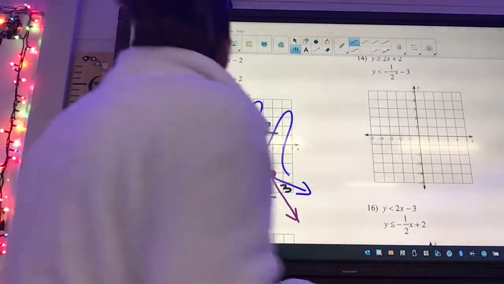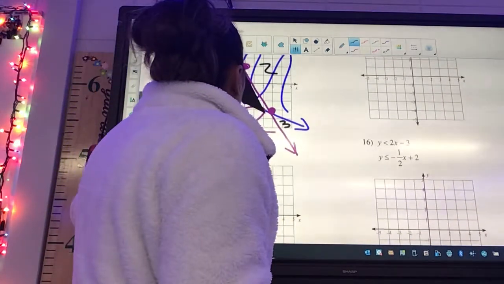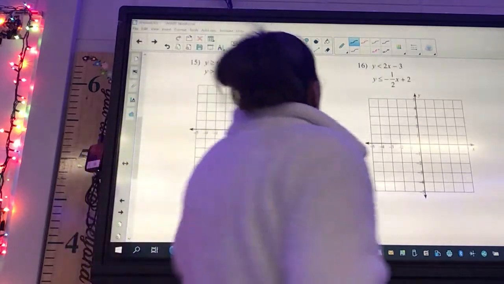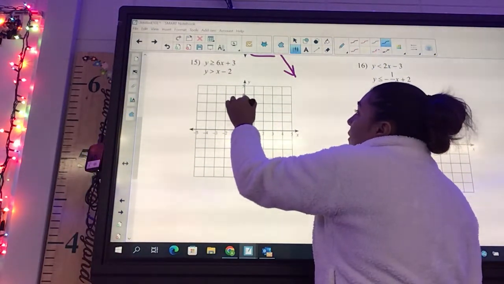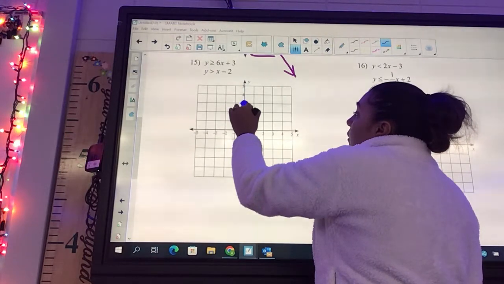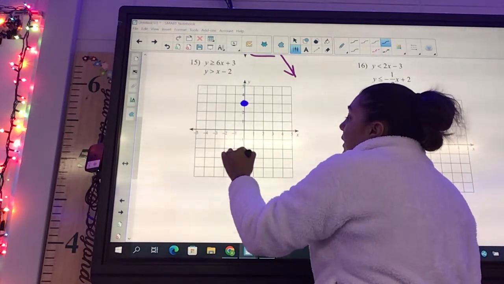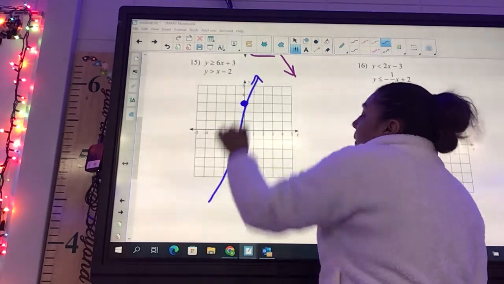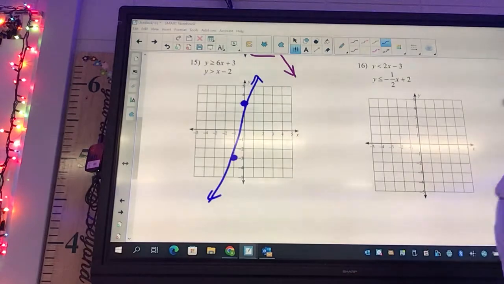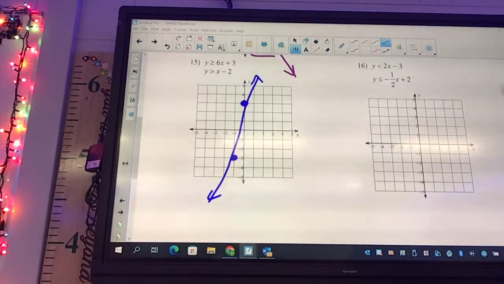I'll put it on the wrong one. Oh my gosh. Okay, 15. My first line starts at 3, and my slope is 6. 1, 2, 3, 4, 5, 6, and we're going to go over 1. I need a positive slope. It's going to be a solid line, and I'm going to shade above.